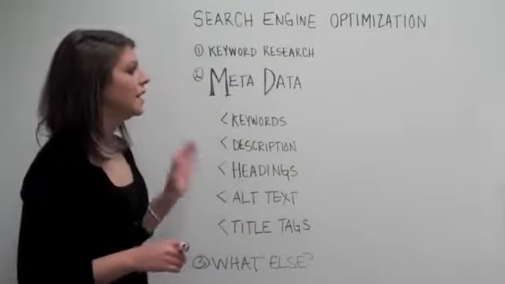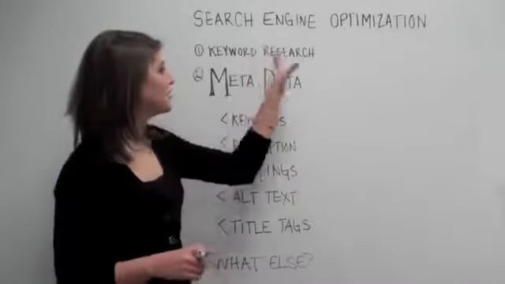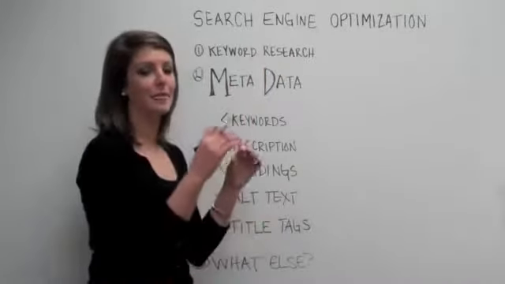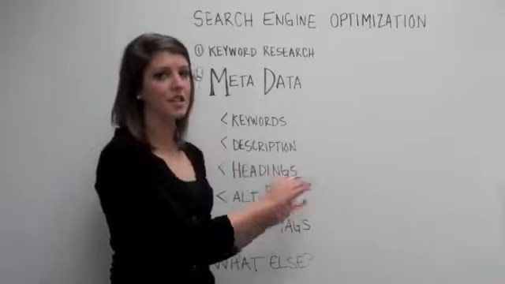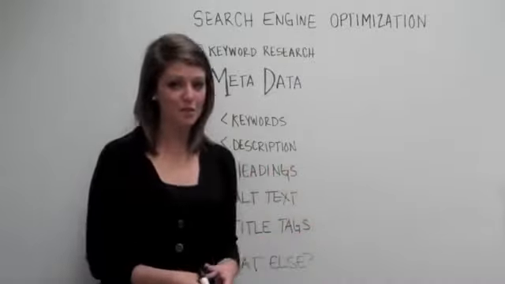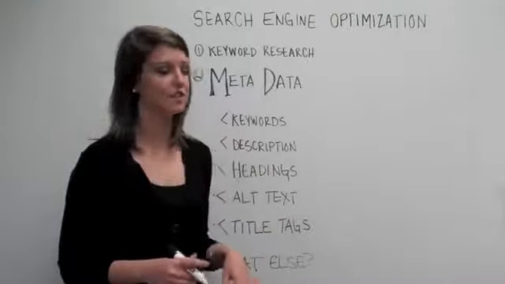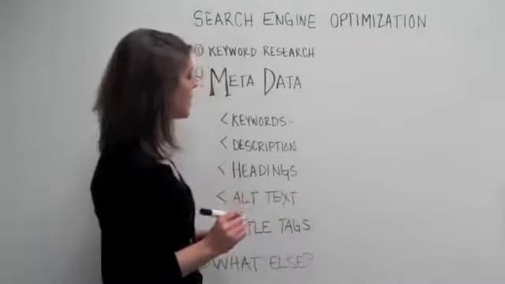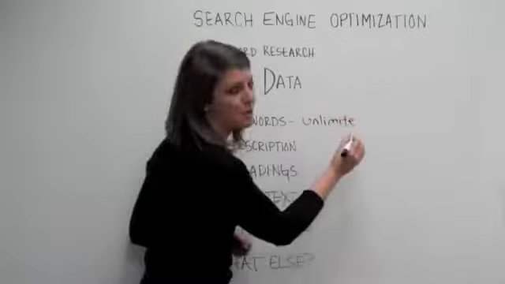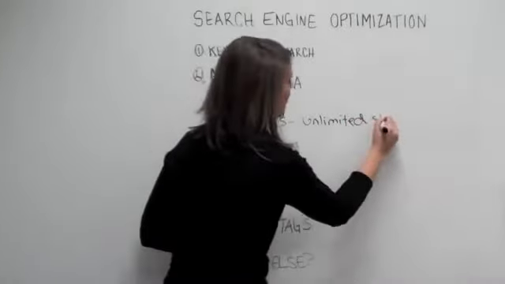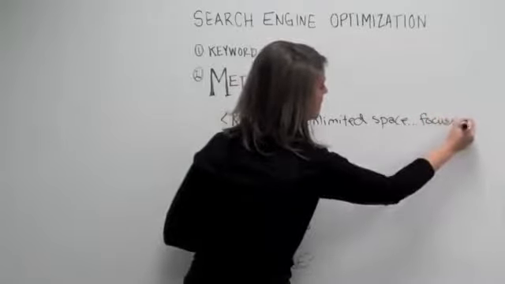So first of all, keywords. Keywords are very important to metadata. You want to make sure that after you do your keyword research, you're applying the best keywords that are focused to your page, not too broad, not too overly specific, and you want to make sure that you use a lot of those to attract visitors to your page. So the two things to remember about keywords are that you have an unlimited number of space, but don't abuse it. And you want them to be focused to your content.